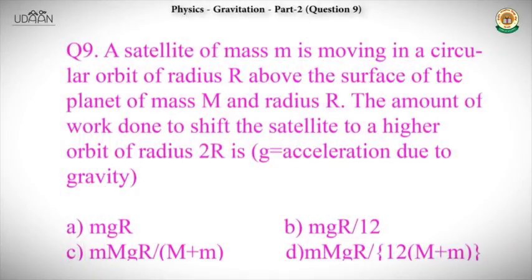Let's solve the ninth question now. A satellite of mass m is moving in a circular orbit of radius r above the surface of a planet which has a mass M and radius R. The amount of work done to shift the satellite to a higher orbit of radius 2R would be?